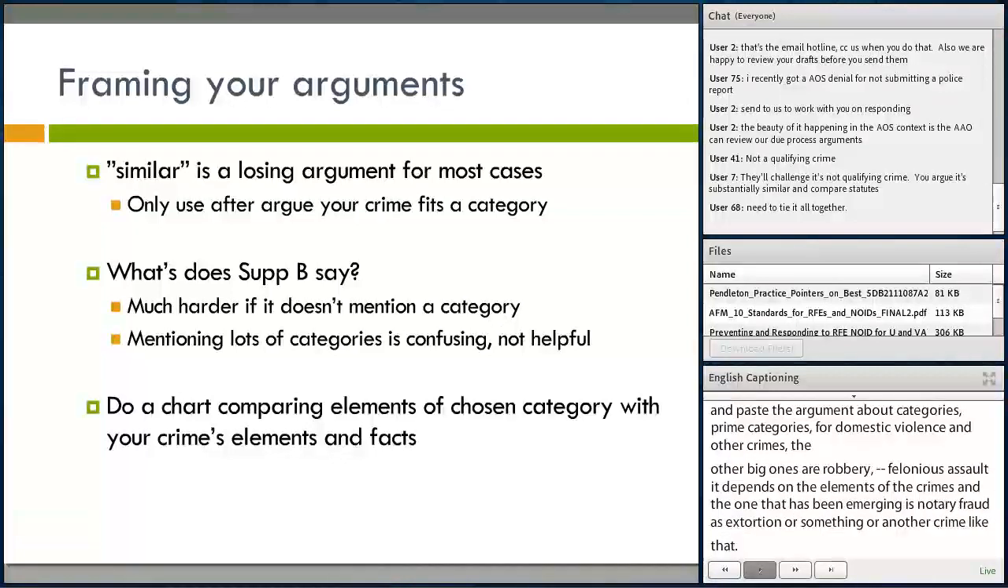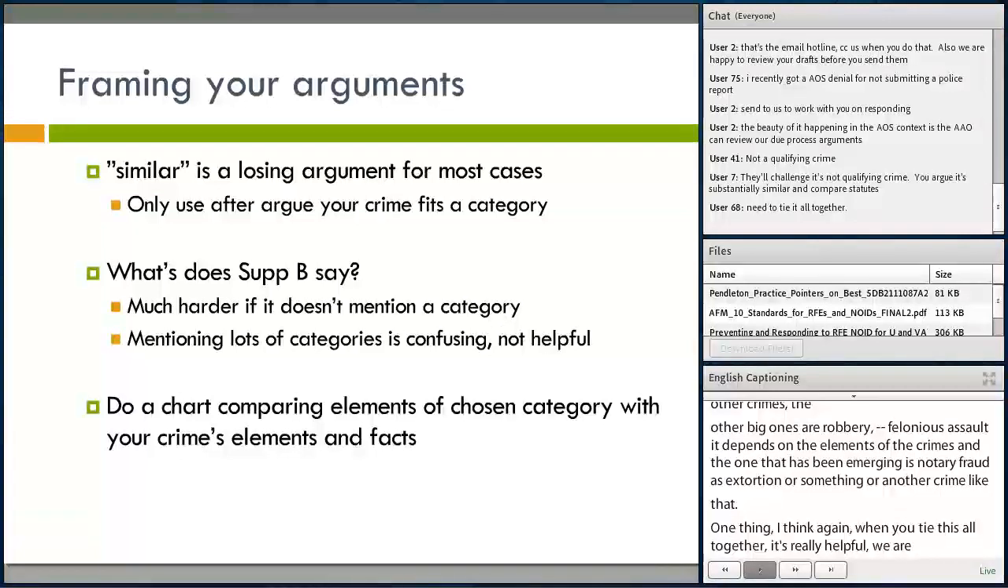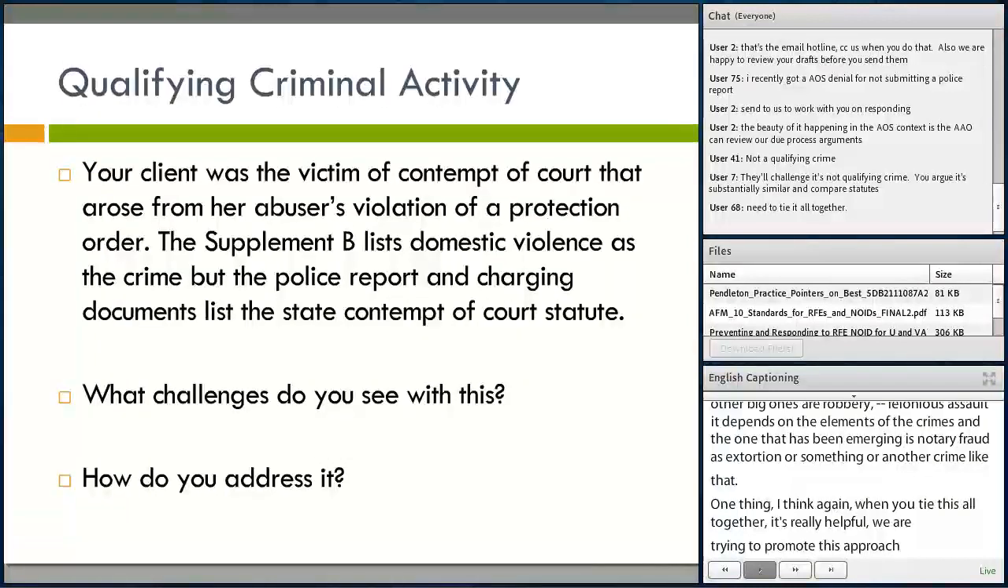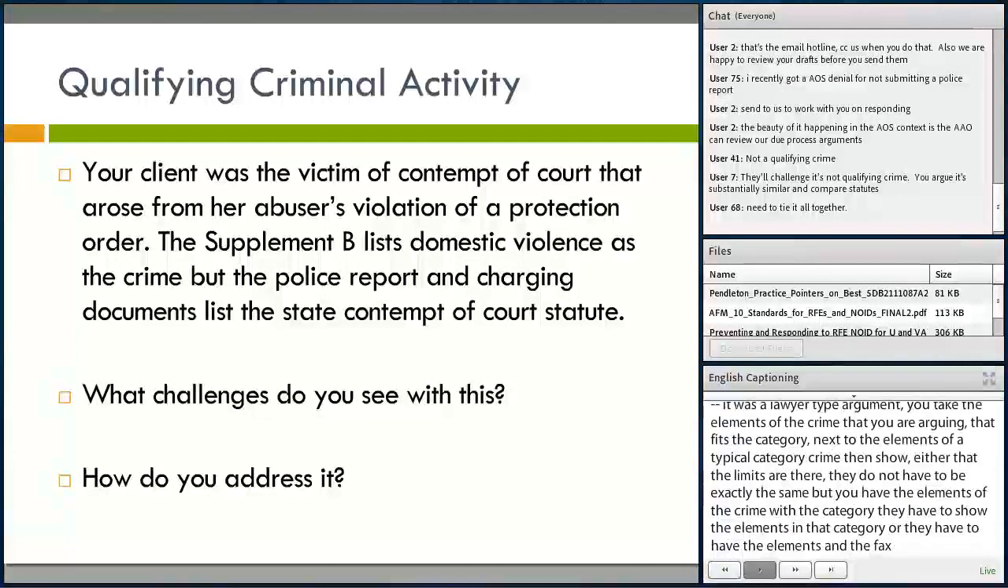One thing I think, again, that's right. So Sally's thing about tying it all together is really helpful, because what we were doing as we were trying to promote this approach with Vermont, who just was not getting it because it was a very lawyerly type argument, was have you do literally charts where you take the elements of the crime that you're arguing fits a category next to the elements of the category, or typical category crime, and then show that the elements are there. They don't have to be exactly the same, but the elements of the crime you're trying to get in the category have to at least have the elements in that category, or they have to have the elements and facts that show they meet that category.